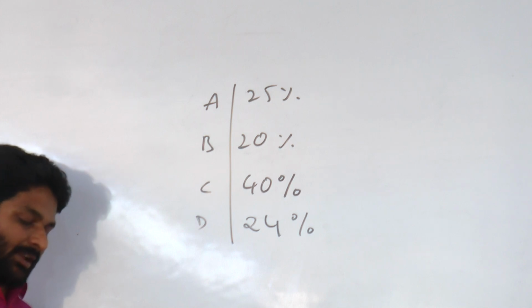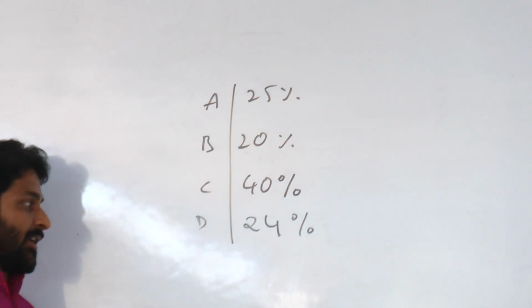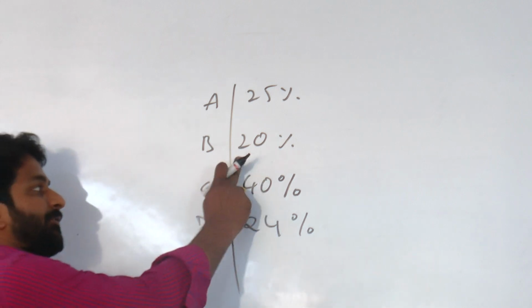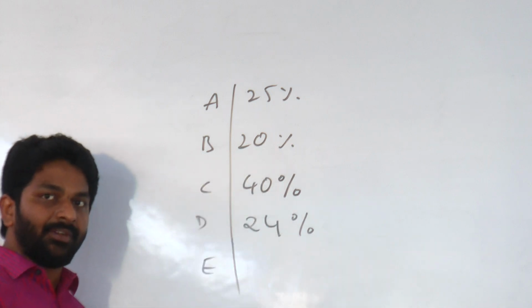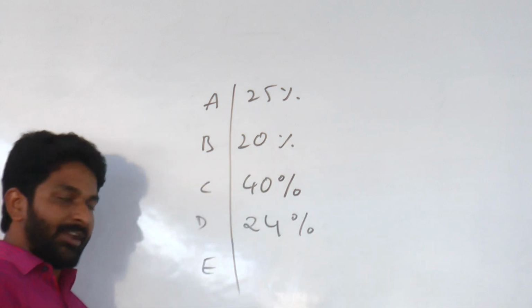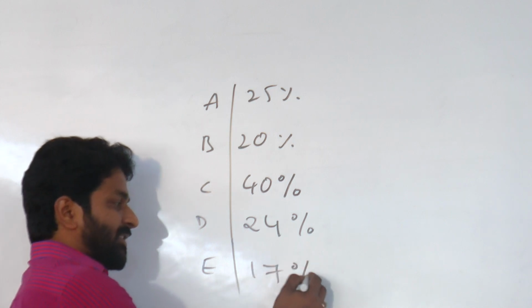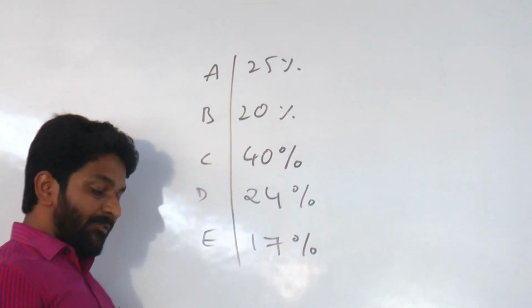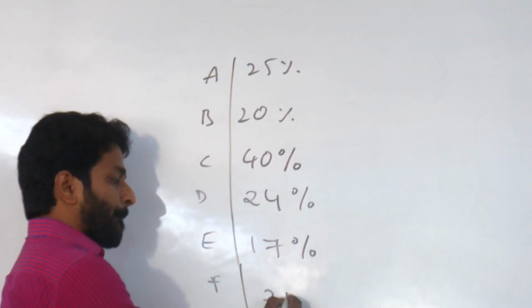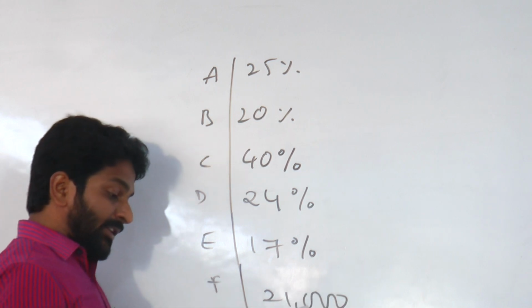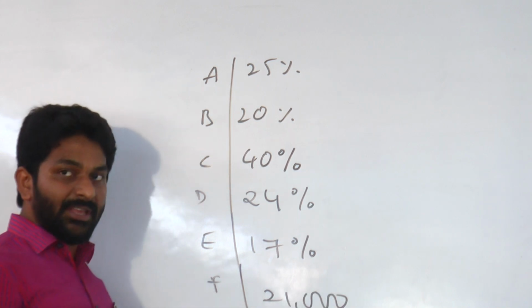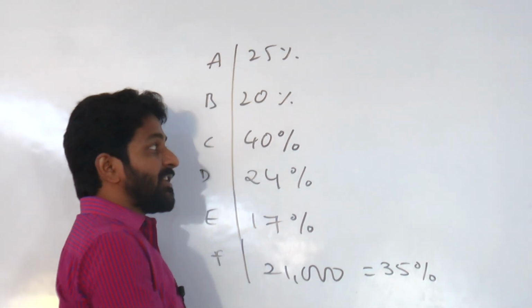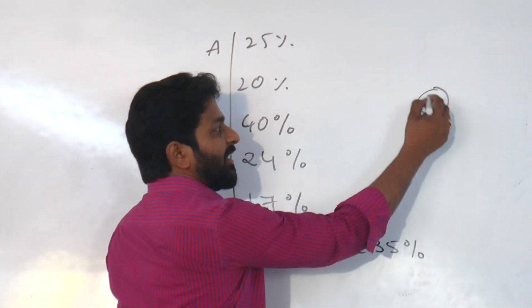Fine, okay. Let's see. The population of village E is 85% of total population of village B. 85% of this. Instead of 85% of 20, let's calculate 20% of 85. That will be 17%. And then the total population of village F is 21,000, which is 35% of total population of village X. So this is equal to 35%. So these are 6 villages around city X.